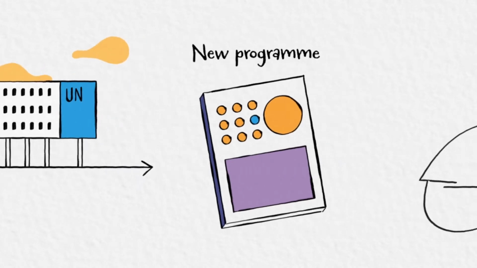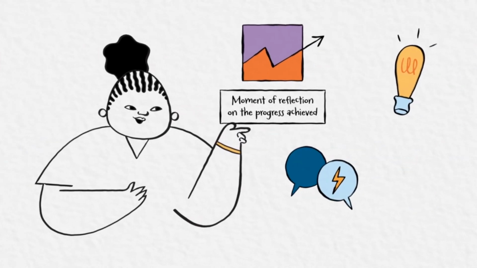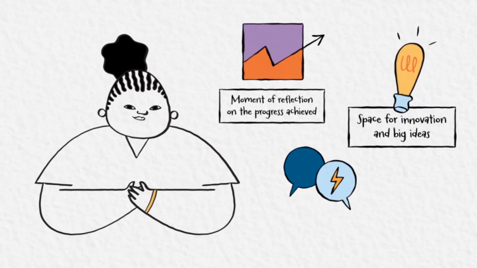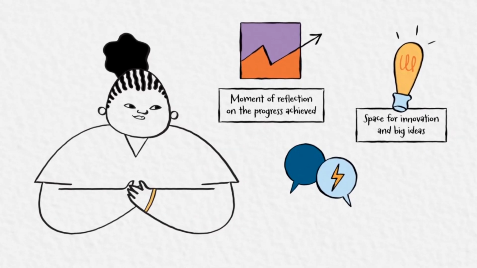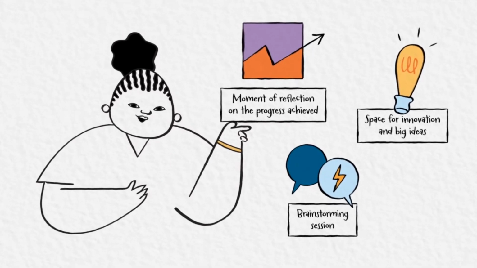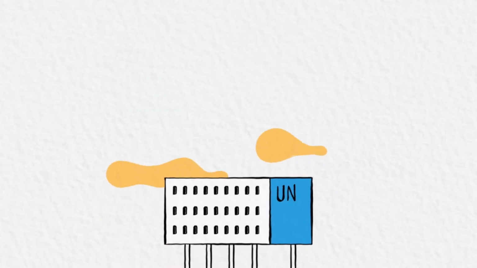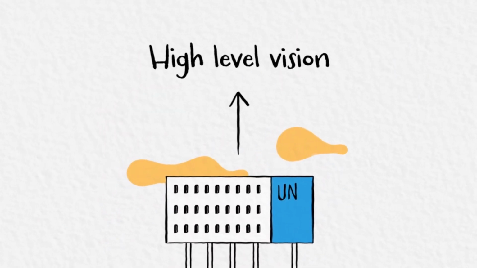The dialogue could be conceived as A, a strategic moment of reflection on the progress achieved, B, space for innovation and big ideas for a new program are co-created, or C, an interactive brainstorming session. Next, the office needs to start building on the high-level vision.